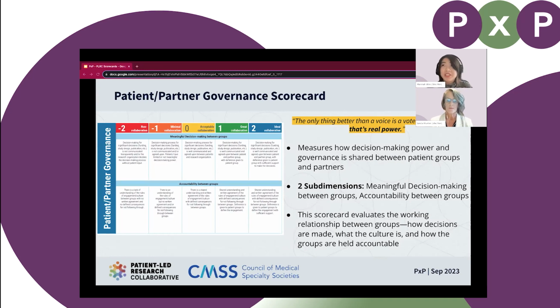This one measures meaningful decision-making between the groups and accountability. It helps to evaluate how decisions are being made and what that culture is in these groups, and who can be accountable when things go wrong.